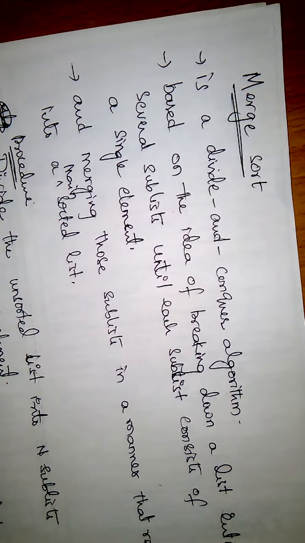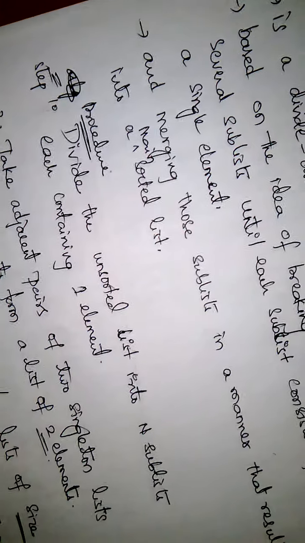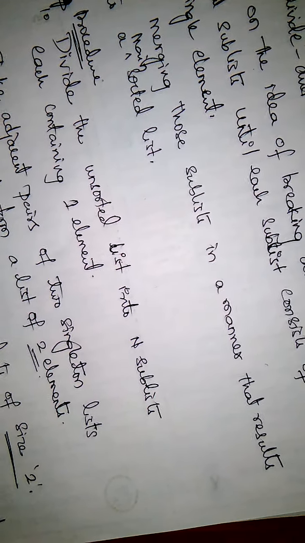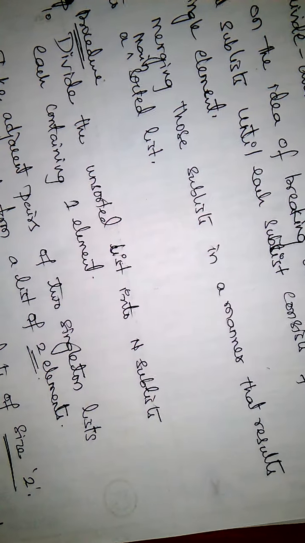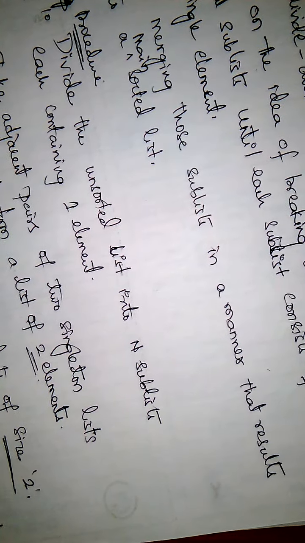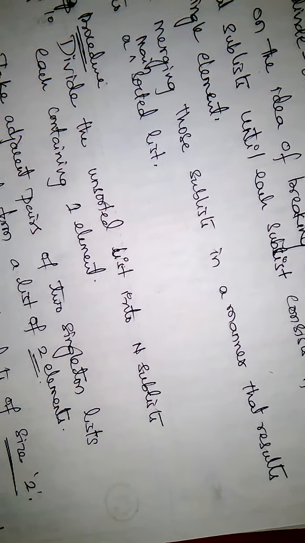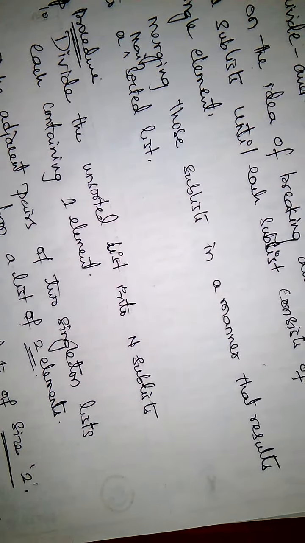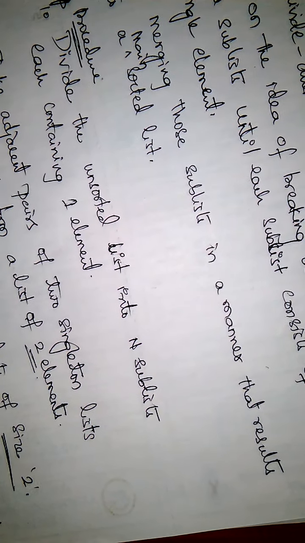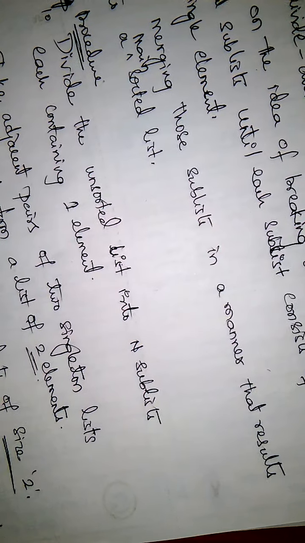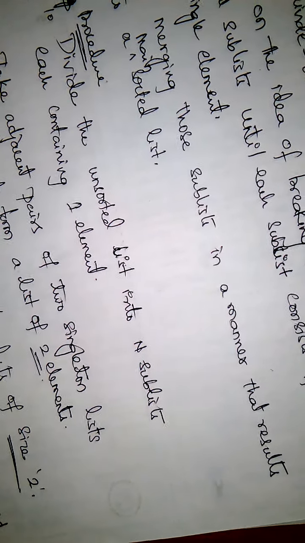So how will it perform? It will divide an unsorted list into n sublists. Why are we saying n sublists? In a list, if we have 8 elements, the number of elements is 8, so n equals 8. It has to divide the unsorted list into 8 sublists, where each sublist contains only a single element. That is the first step.